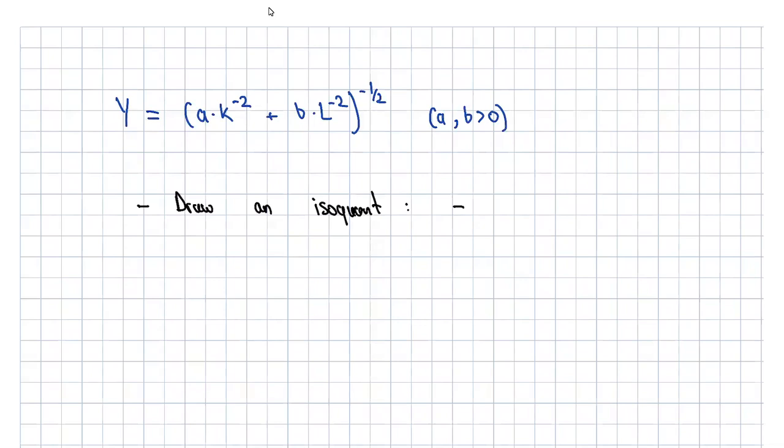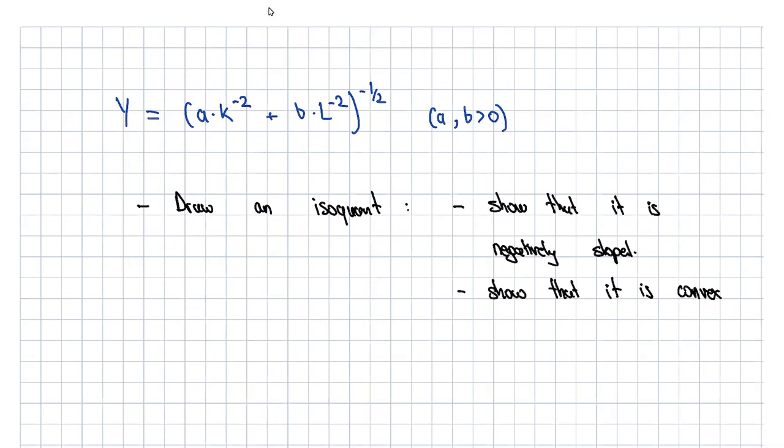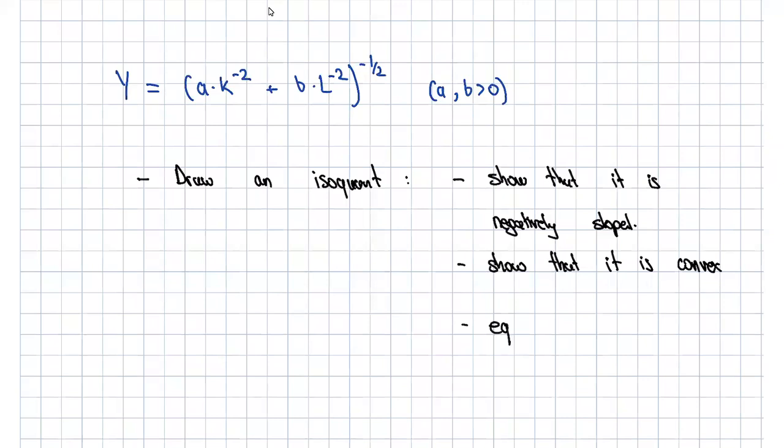The first thing that we would like to do is to show that it is negatively sloped. We would like to show that it's convex. And finally, we want to show asymptotes. So we want to give equations of the asymptotes, right?